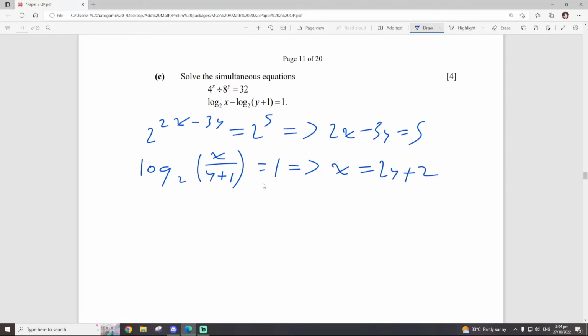Okay, so we will use this form. So we get 2 times 2y plus 2 minus 3y. This is equal to 5. This is 4y plus 4 minus 3y, so y plus 4 is 5, so therefore y equals 1, and you can find that x is 4. Yeah, okay.